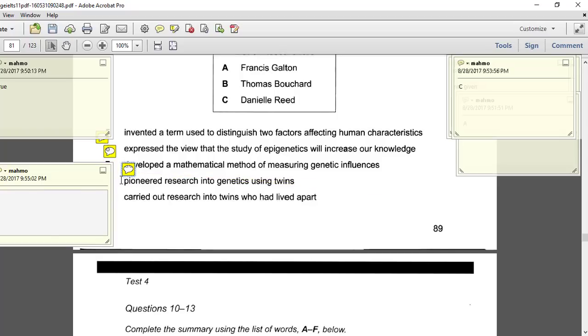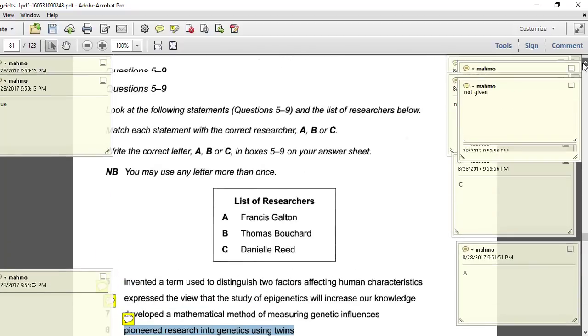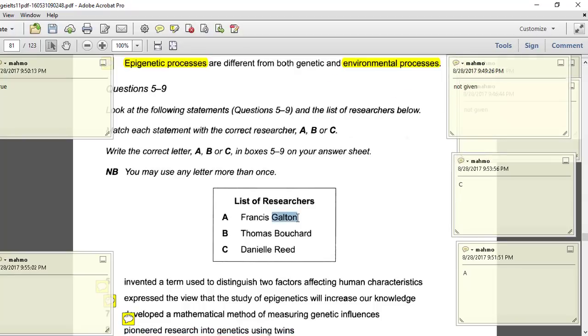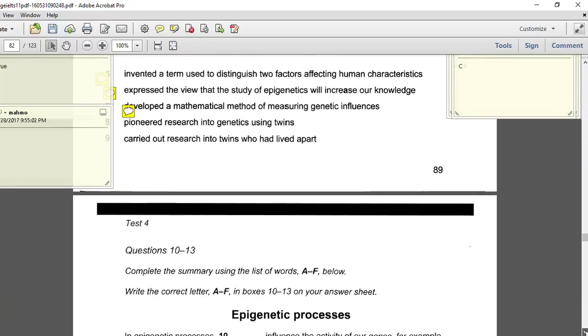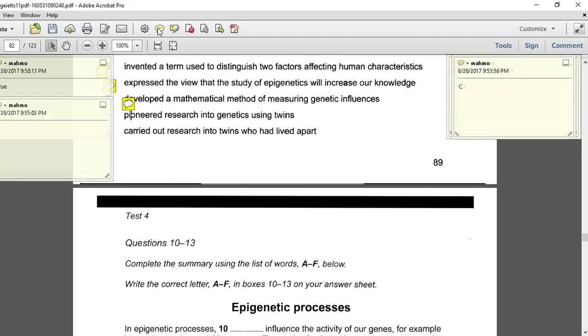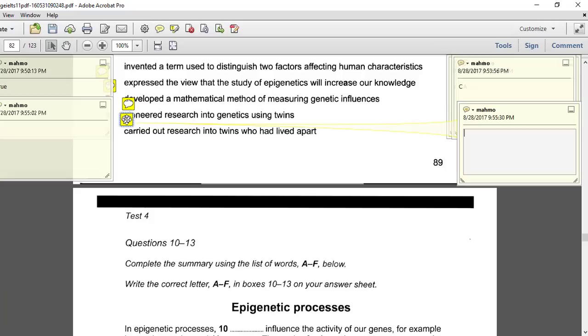Pioneered research into genetics using twins. Who is the one who pioneered research? I think it's the one who started it. We read it before. The one who started was Galton. So he is Galton. We don't need to get to the passage. The one who started the research is Galton. So it's A. Next: carried out research into twins who had lived apart.